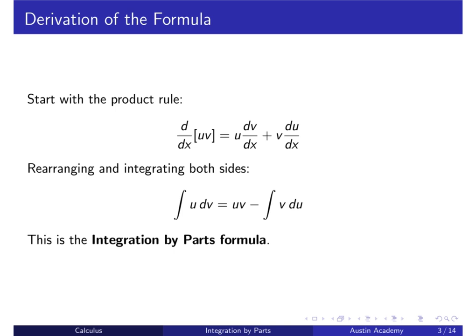We start with the product rule. The derivative of uv with respect to x equals u times dv/dx plus v times du/dx. If we rearrange and integrate both sides, we get the integral of u dv equals uv minus the integral of v du. This is the famous integration by parts formula.